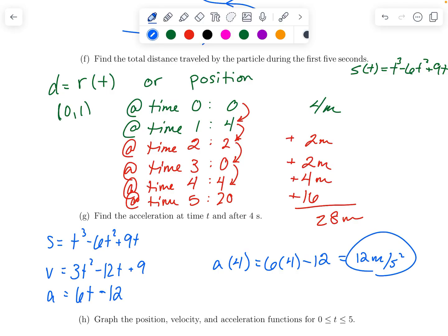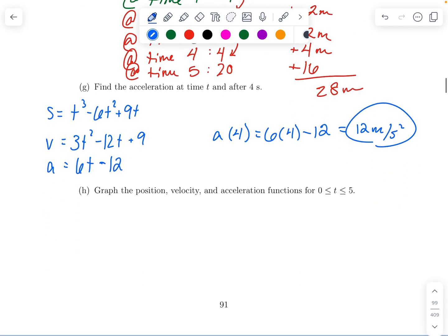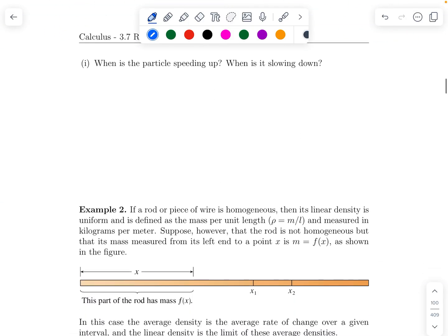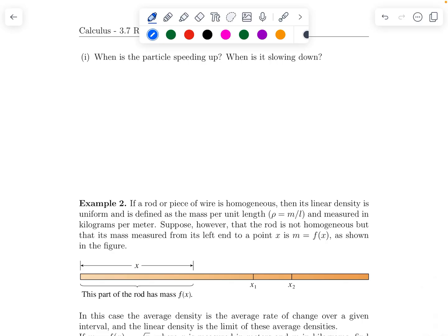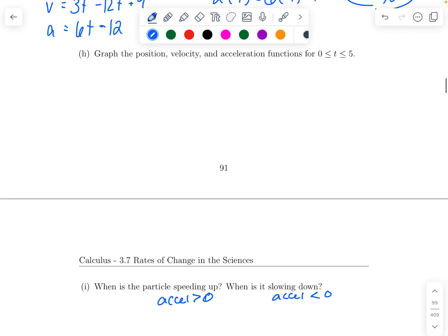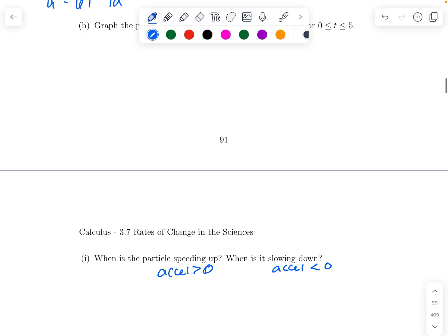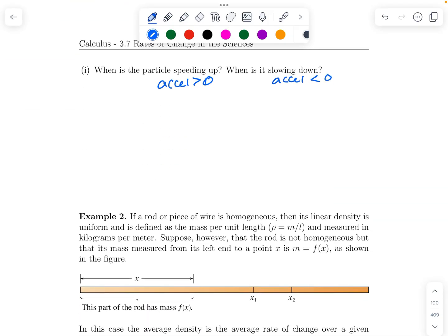All right, I'm going to ask you to graph your position, velocity, and acceleration functions on Desmos, and then just sketch a graph of what you see on your paper or on your graphing calculator if you don't want to use Desmos. Speeding up, slowing down, that's acceleration greater than 0, and this is acceleration less than 0. So graph that acceleration function that we found over here, the 6t minus 12, graph that, and then see when is it speeding up, when is it slowing down.